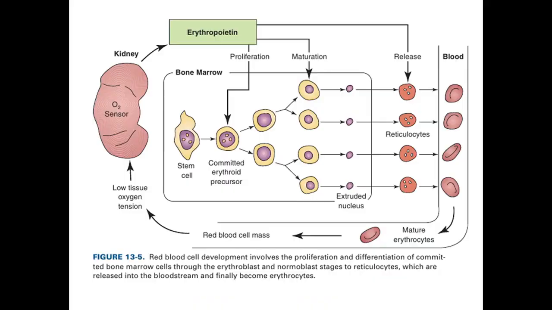So, red cell development involves the proliferation and differentiation of committed bone marrow cells through erythroblast or normoblast stages to reticulocytes, which are released into peripheral blood and finally become erythrocytes. Erythropoiesis, or the process of red blood cell formation, is dependent on the release of erythropoietin from the kidneys.